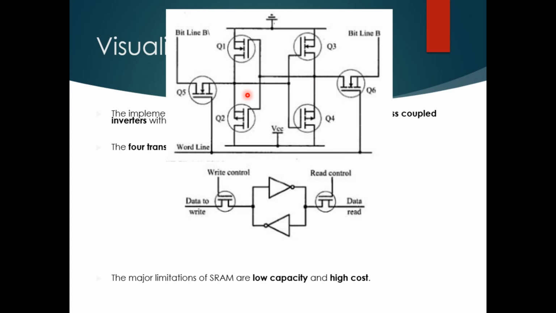Now for reading, if I need to read the content, which bit is stored there? If I want to read the content of the memory cell, I have to make both these bits 1. I'll make bit line B lash 1 and bit line B also 1, and obviously set the word line also 1. So if I make both the lines 1 and make this word line 1, my cell is ready to read, give me the data, so I can read the data. I'll be reading it here. This read control, write control comes from the word line, and I can read data and write data. Data to write comes here and data to read comes here.